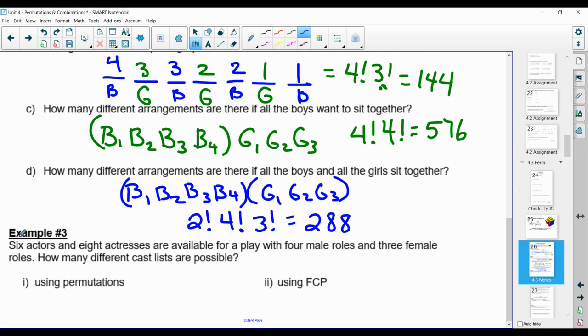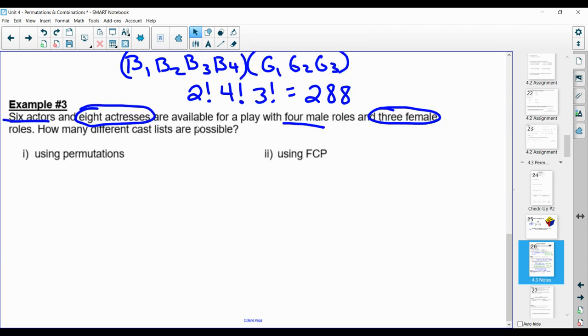All right, let's move on to example 3. It says 6 actors and 8 actresses are available for a play with 4 male and 3 female roles. So we've got 6 actors, and of those 6, we're going to choose 4 males. Then we have 8 actresses, and of those 8, we're going to choose 3 female roles. So the question is, how many different casts are possible?